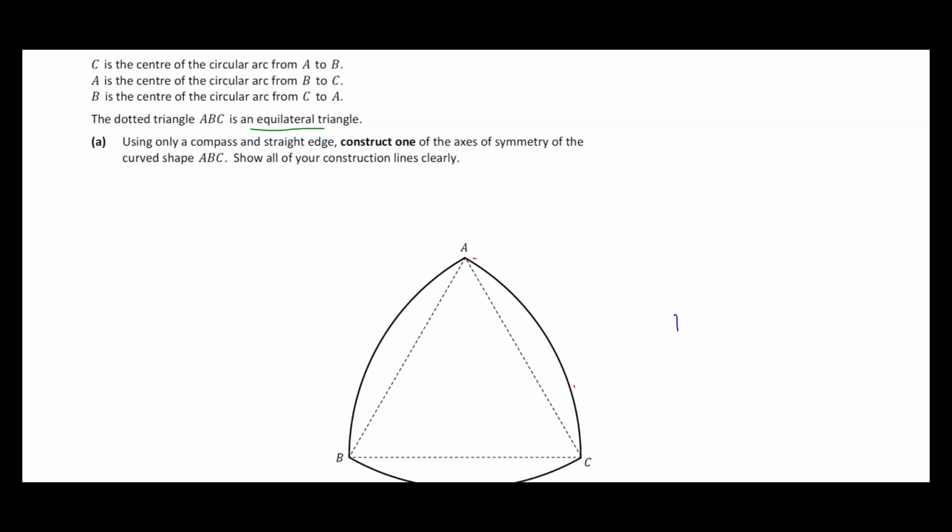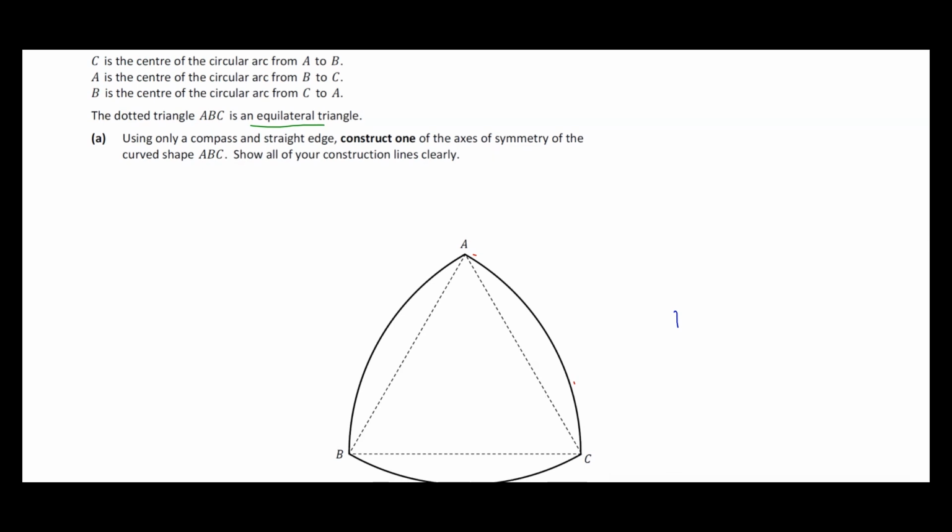So what do we need to do? Using only compass and straight edge, construct one of the axes of symmetry of the curved shape ABC. Show all your construction lines clearly.